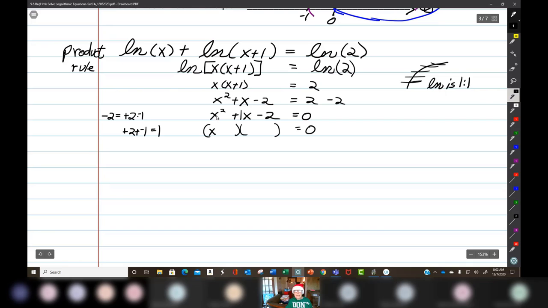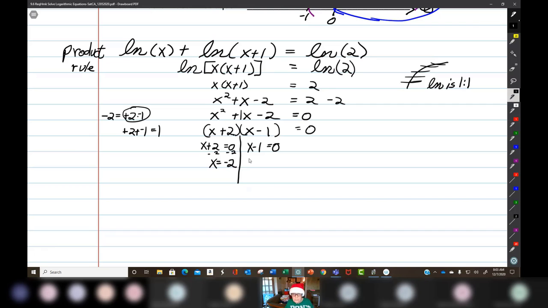Separate my x's. That is, since x squared is x times x, I put an x in the first set of parentheses and the x in the second set of parentheses. Then I look over here and see that I'm going to use plus 2 and minus 1, and then I set each factor equal to 0. X plus 2 equals 0. X minus 1 equals 0. I subtract 2 from both sides. X equals negative 2. So subtract 2, subtract 2. 0 minus 2 is negative 2. And add 1. I shouldn't skip steps. Add 1.